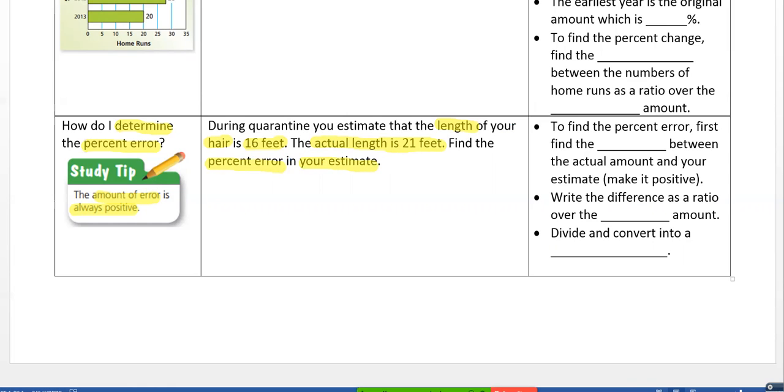Okay, here's how percent error, or amount of error, is the same as the percent change that we were just talking about in the last example. A couple things need to be redefined. The original amount that we were using in the last problem is the same as the actual amount.